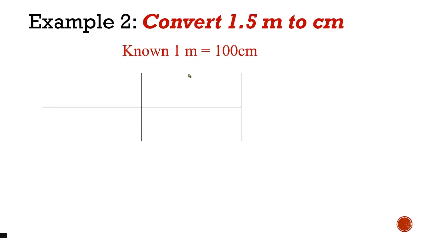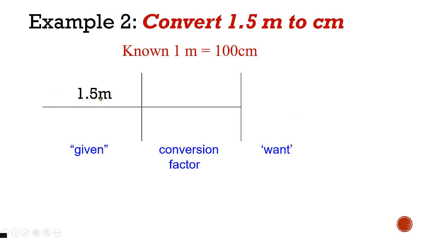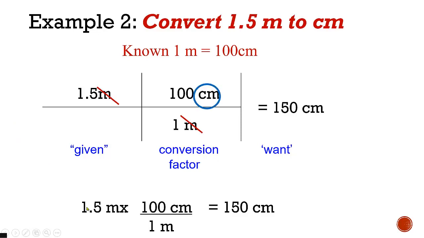Once again, I start with my given. I'm going to my conversion factor and find my answer or my want. So I start with 1.5 meters. Now, which way am I going to write it? 1 meter over 100 centimeters or 100 centimeters over 1 meter? Well, what I want goes on top. So 100 centimeters goes on top and 1 meter goes on the bottom. And now I check my units. Meters cancel out. All I'm left with is 100 centimeters. Mathematically, I'm going to take 1.5 times 100 divided by 1. So I get 150 centimeters. All my units except the one I want cancel out.